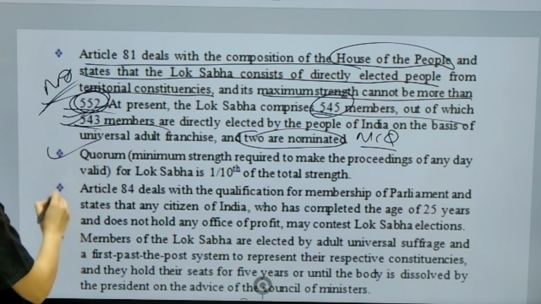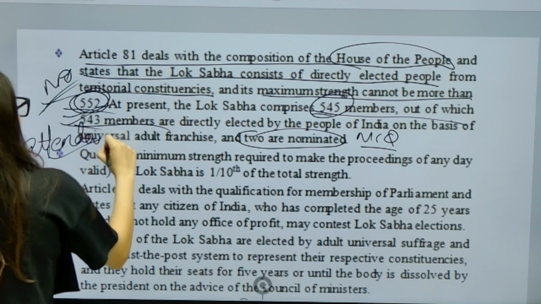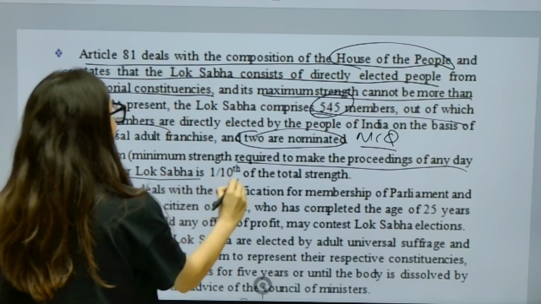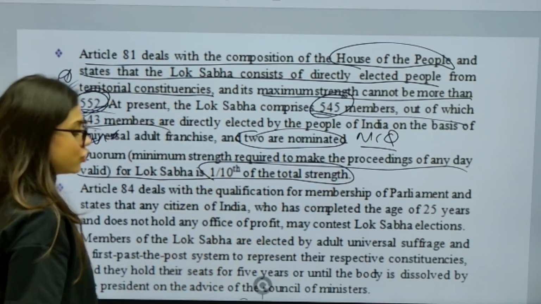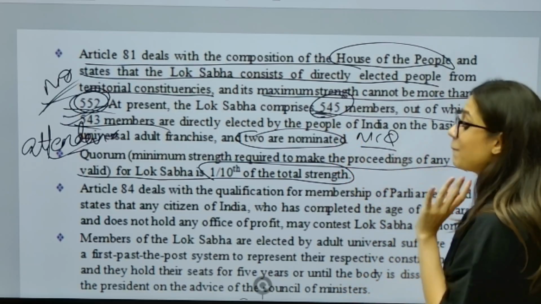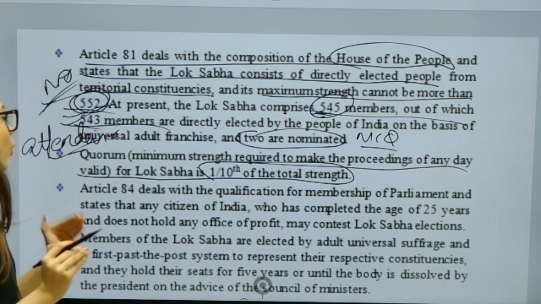Then there is quorum. Quorum means attendance. It is required to make the proceedings of any day valid. In Lok Sabha it is 1/10. So how many members? 1/10 should be present. They should be attending the proceedings of the Lok Sabha.